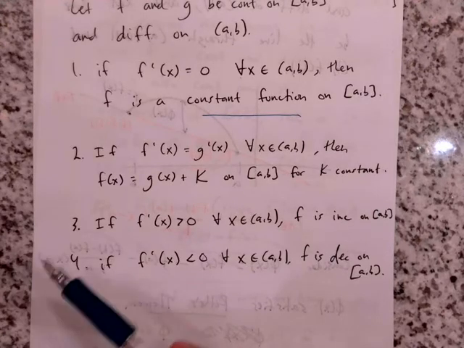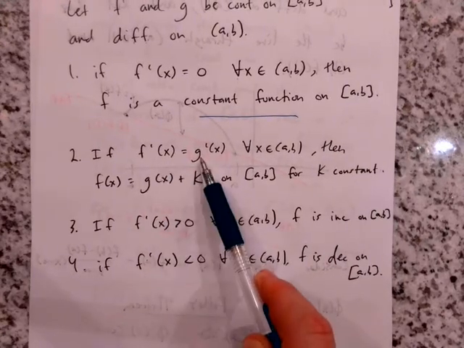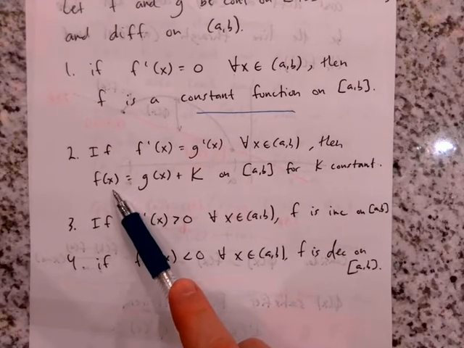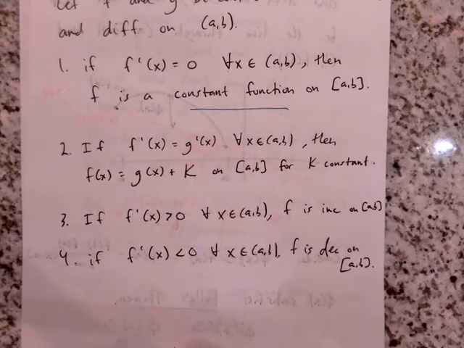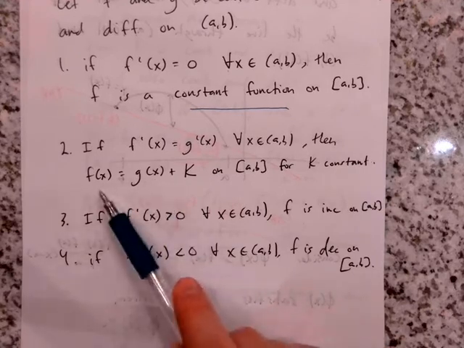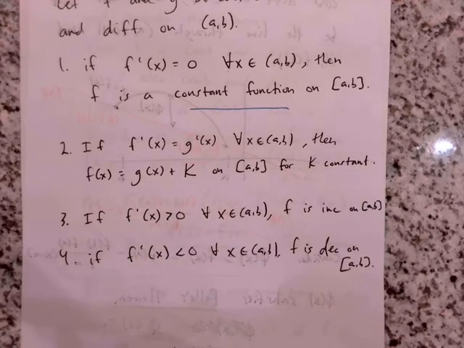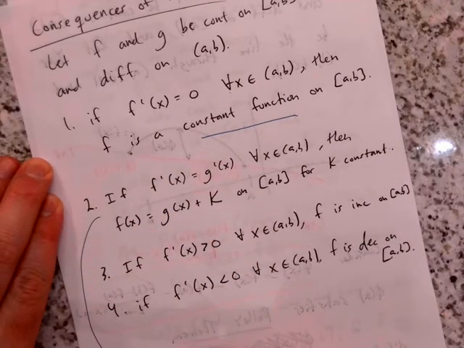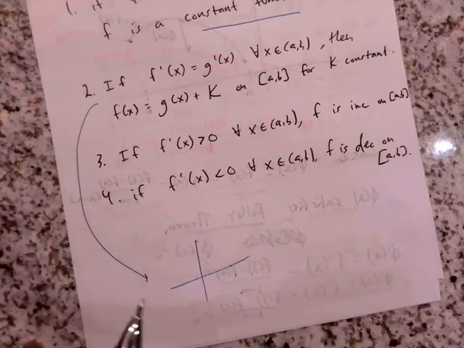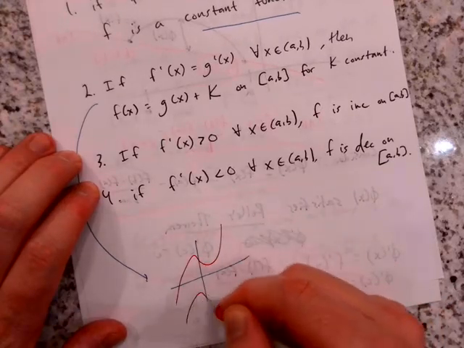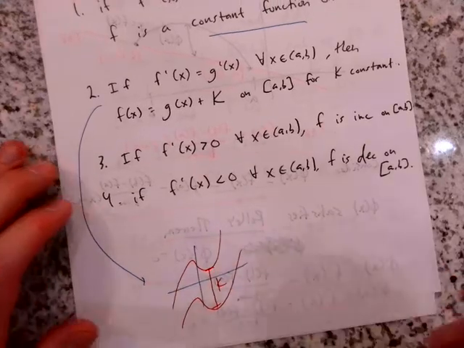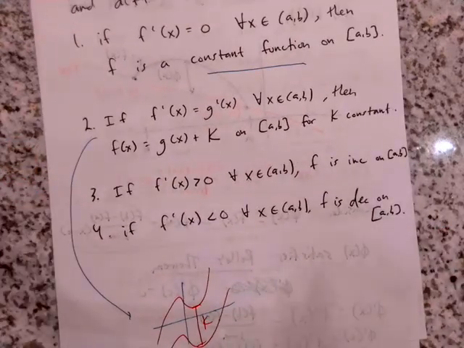Second, if f and g have the same derivative for all x in the open interval ab, then f of x has to equal g of x plus k for some constant k. That just means that f and g differ by a constant. Like if I sketch that out, that means that these two graphs have the exact same shape. Like if that's f, then that's g. The only thing that separates them is some constant k, because same slope means same shape.